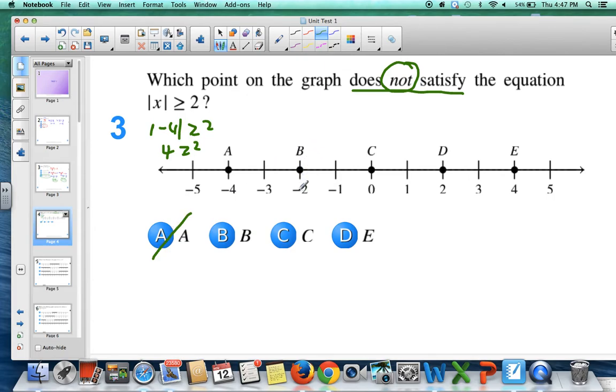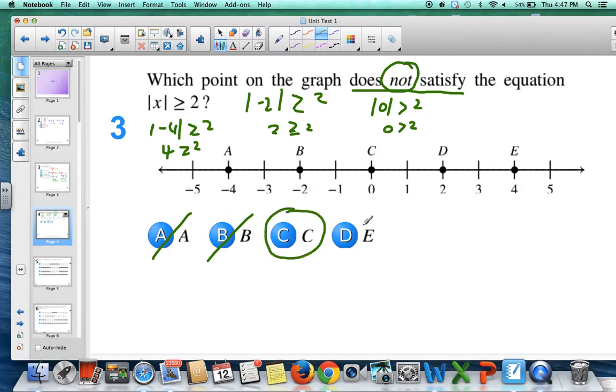For B, we plug in negative 2. Absolute value of negative 2 is greater than or equal to 2. 2 is greater than or equal to 2. That's a true statement because it's greater than or equal to. So this one works, so that's out, because it's what doesn't work here. When I put in 0, I get absolute value of 0 is greater than 2. 0 is greater than 2. That's not true. So this is the solution that does not satisfy. And just to check, we go to the last one, put in 4. The absolute value of 4 is 4, so 4 is greater than 2 is true. That's the answer, C. Okay.